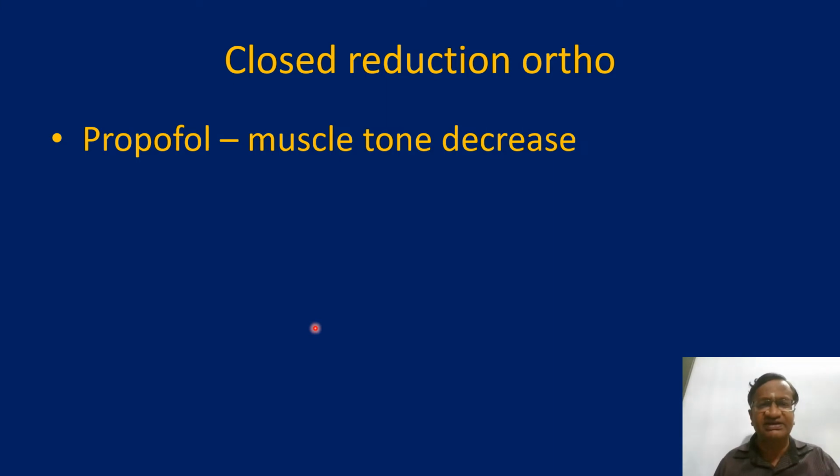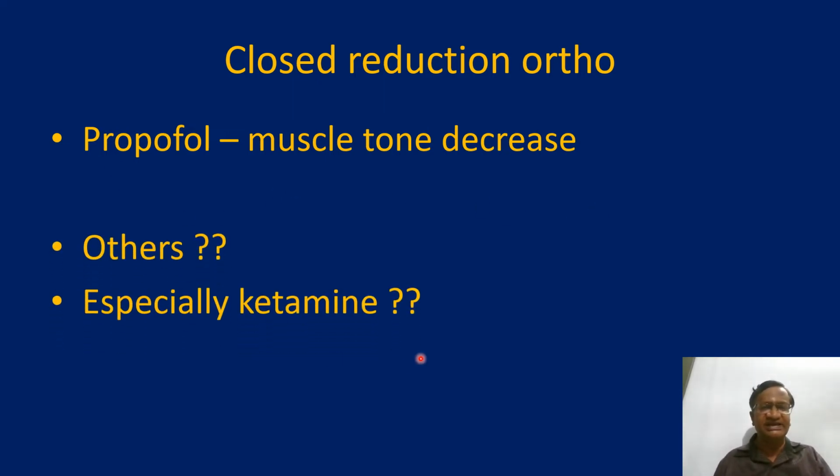A closed reduction, ortho. Propofol is ideal compared to other drugs because muscle tone we need to decrease. If you are doing a closed reduction, we need to have proper muscle relaxation. Sometimes we may need relaxants, or we may give blocks. But the drug of choice, if we want to utilize the pharmacodynamic advantage of an intravenous induction agent, use propofol, which decreases muscle tone. Others, especially ketamine, can cause good analgesia, but the tone is otherwise.